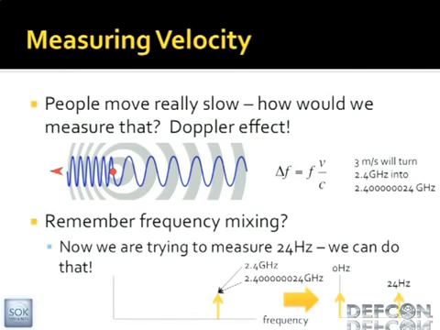But if we have a really good 2.4 gigahertz reference, we can just mix with that, and we get out 24 hertz. And I can see that on a scope pretty easily. I can measure that, and that way I know pretty accurately how fast the target is moving.